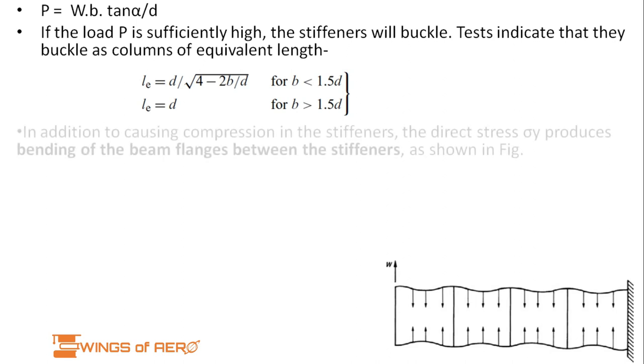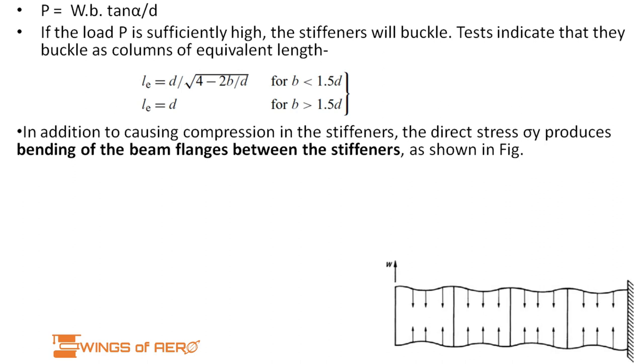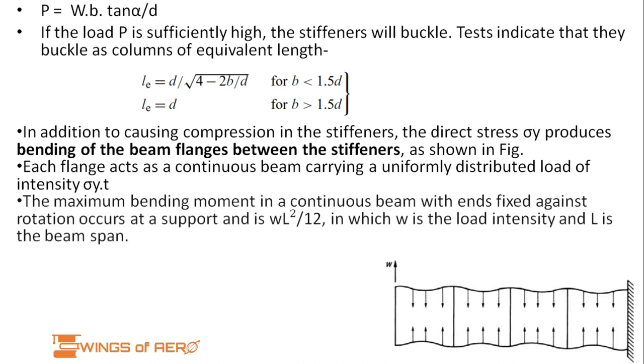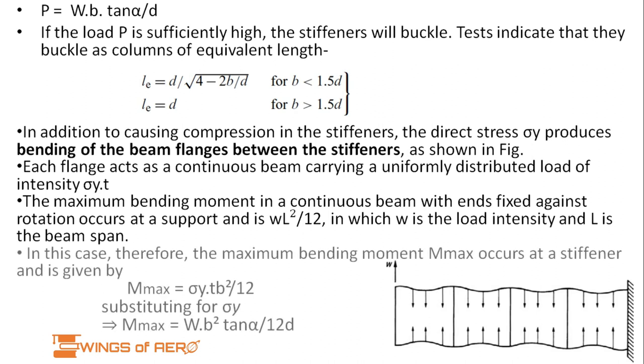In addition to causing compression in a stiffener, the direct stress sigma y produces bending of the beam flanges between the stiffeners, as you can see here. Each flange acts as a continuous beam carrying a uniformly distributed load of intensity sigma y into t. As per the bending moment equation, we know WL square by 12. So the maximum bending moment, occurring at the stiffeners, is M max equals sigma y t b square by 12.